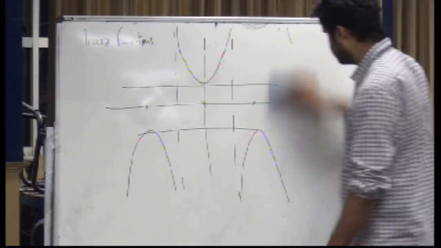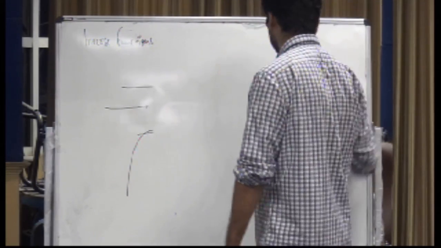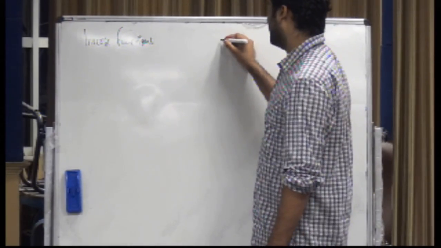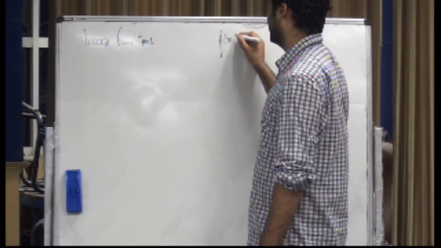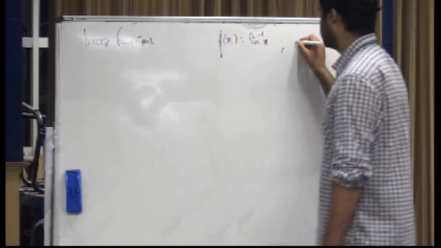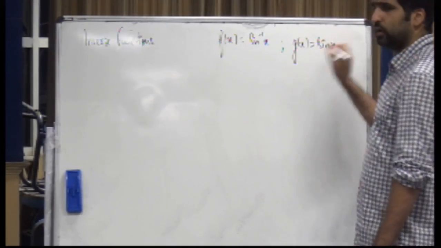The simplest examples of inverse functions are inverse trigonometric functions, like you'll study in your chapter on inverse trigonometry. In that, you will have some functions like this: f(x) is equal to sine inverse x, and if you have another function, g(x) is equal to sine x. Now these two are inverse of each other.